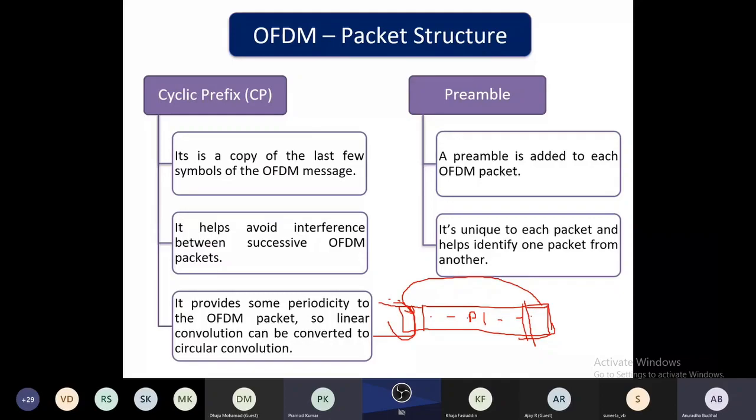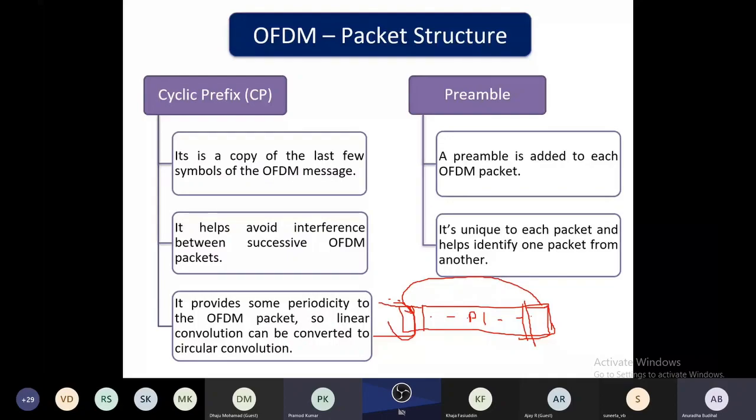Next is the preamble. Preamble is nothing but a unique keyword that we give to the packets. For example, each of us has a unique phone number, right? Similar to that, we'll be giving a unique code word for each packet, so that the receiver can differentiate between the different users. So that is the use of the preamble.